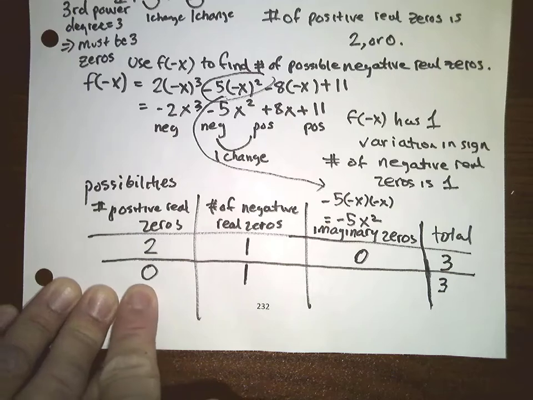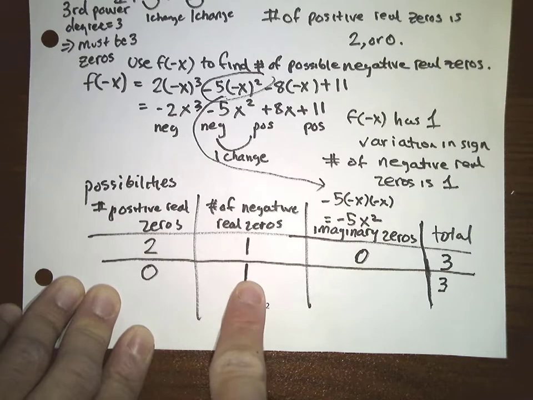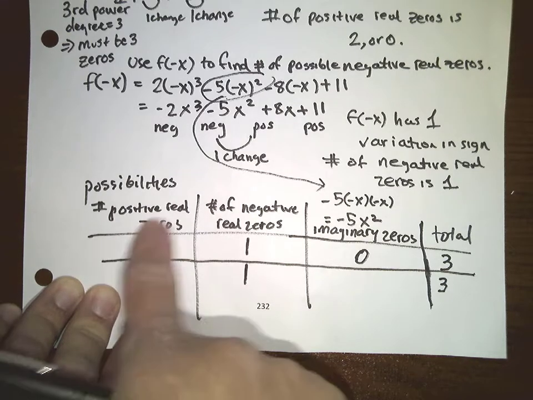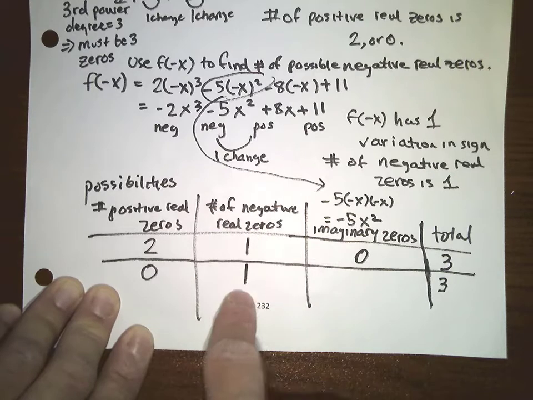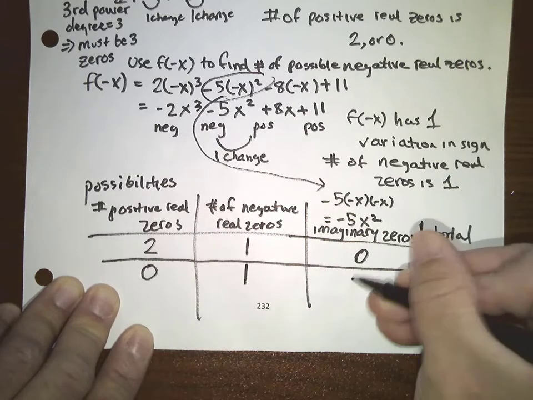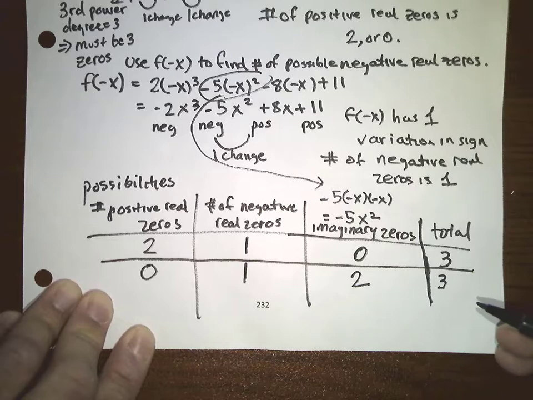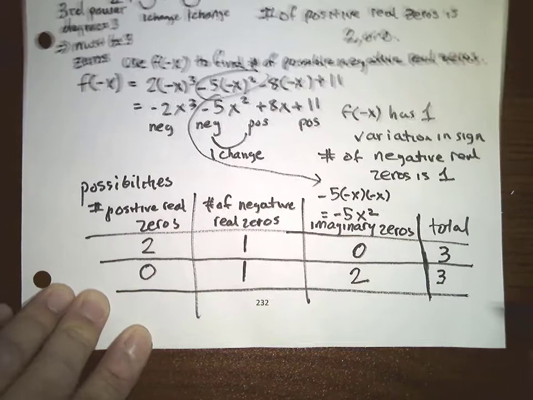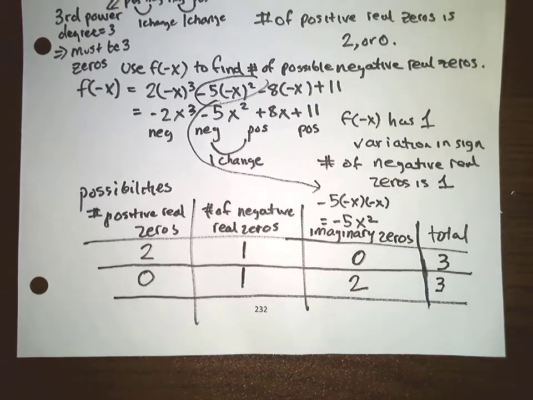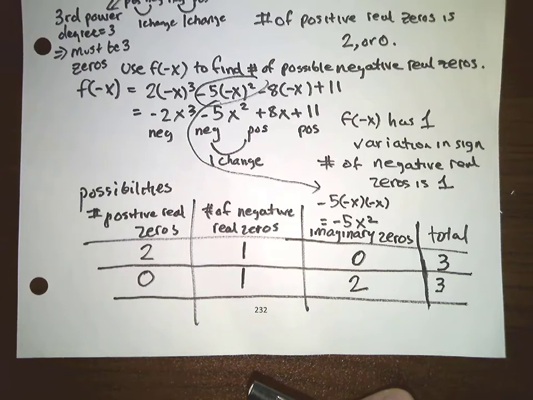So if there were 0 positive real zeros and 1 negative real zero, then that must mean that there are 2 imaginary zeros. In either case, the total needs to be 3.